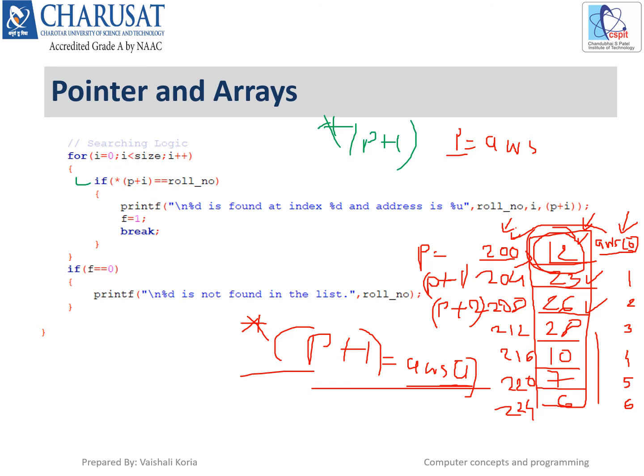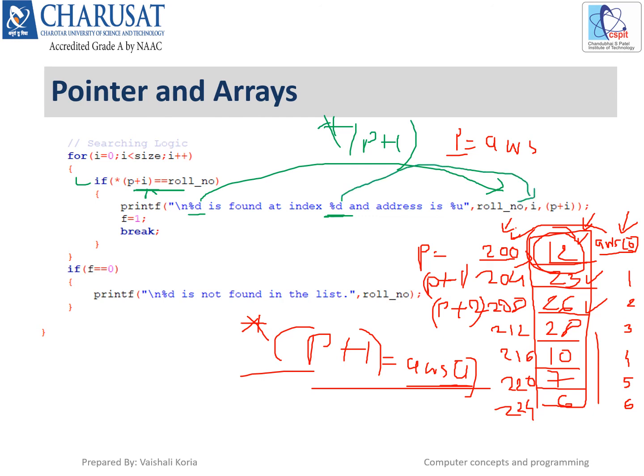Now what if we find a match? At any point, in any iteration, if this condition is true, that means we have found the element. So we can write a message like: this roll number is found at index %d. Whenever this condition is true, the value of i at that time is the index of that element. So at this %d we have to print the value of i.